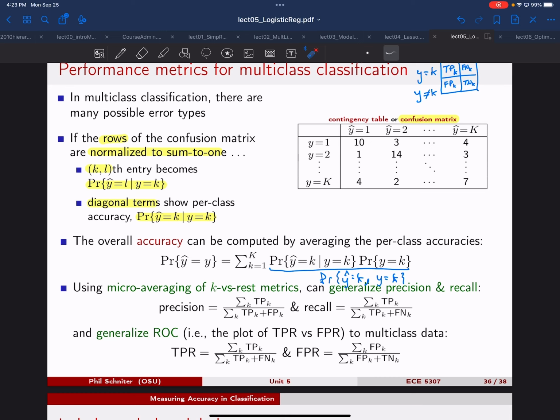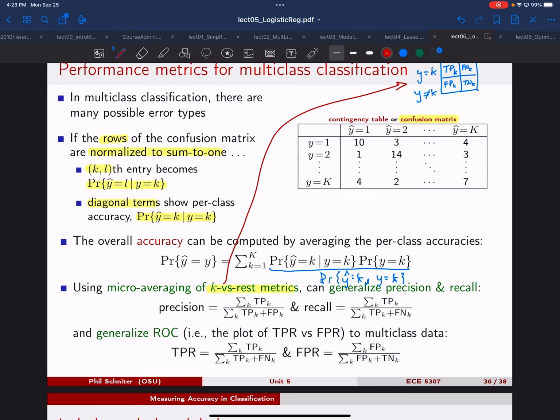Okay. Any questions? Let me just put a little arrow here. Are there any questions on anything here? Performance for multi-class?